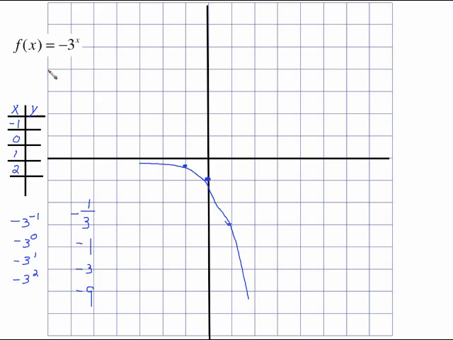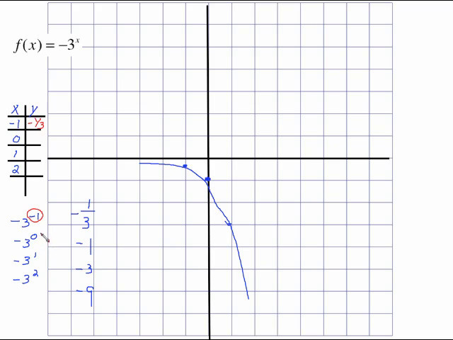This is the graph of f of x equals negative 3 to the x. Now I've already graphed it for you, but let me show you where these points came from. I've chosen my usual negative 1, 0, 1, 2 for the x value, and I've written this out for you just to save time. So this is negative 3 to the negative 1. Remember, the negative exponent creates a fraction, so this is 1 over 3, with a negative in front, which is negative 1/3.